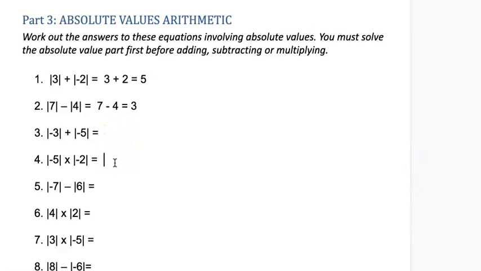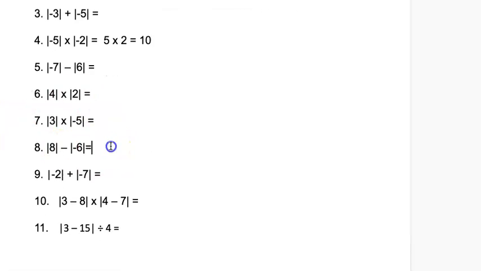Let's jump down to number 4. The absolute value of negative 5 is 5. Keep the multiply sign. The absolute value of negative 2 is 2. 5 times 2 is 10. Let's do this one. The absolute value of 8 is 8. Keep the minus sign. And the absolute value of negative 6 is 6.